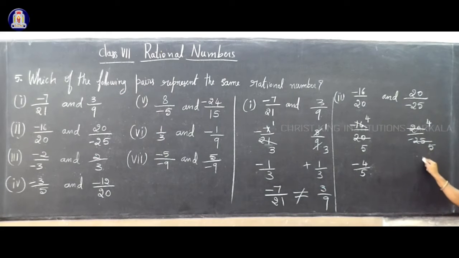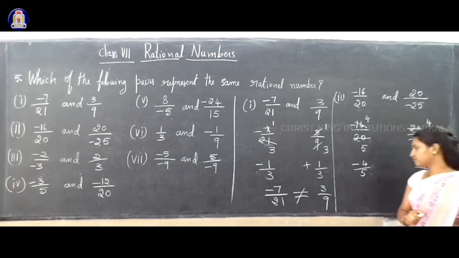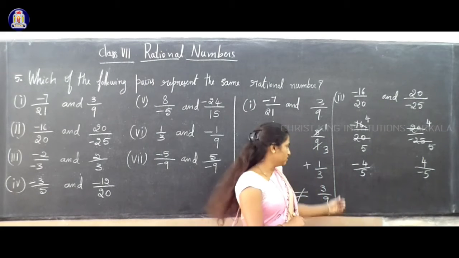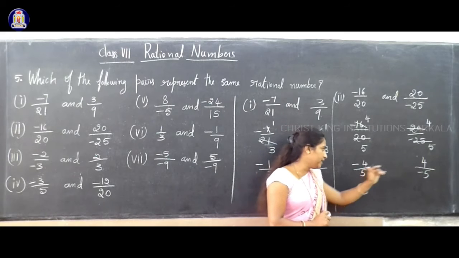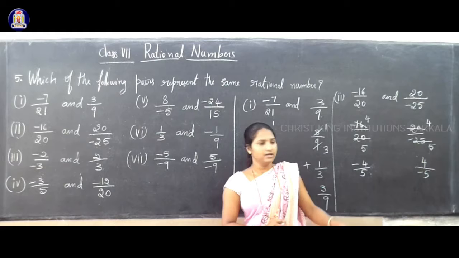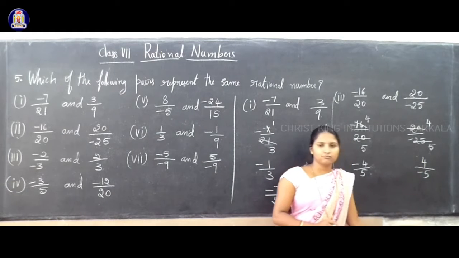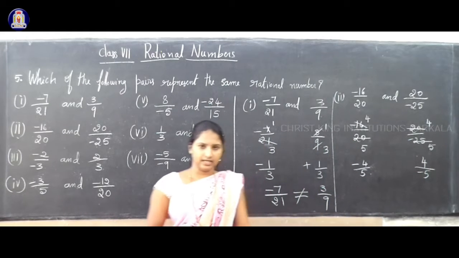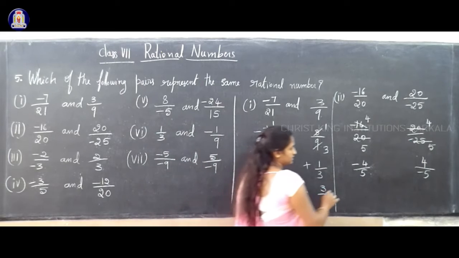The answer is 4 by minus 5. Here now observe minus 4 by 5 and 4 by minus 5. Is it one and the same? 4 by 5 and minus 4 by 5, is it same? Yes. So these numbers are same.